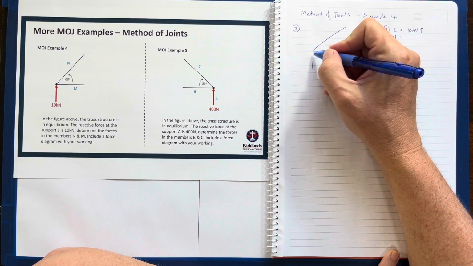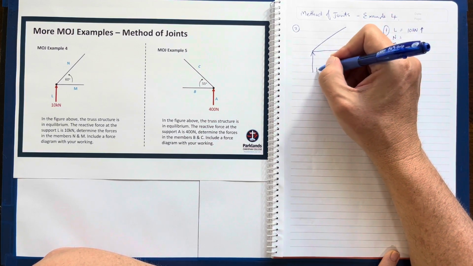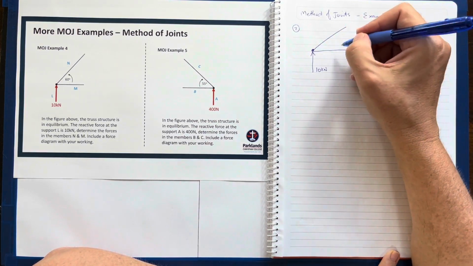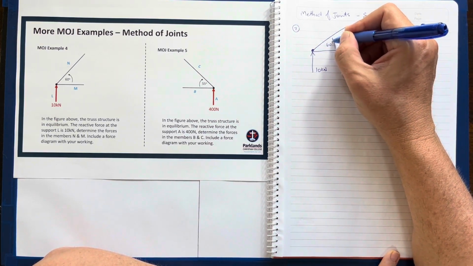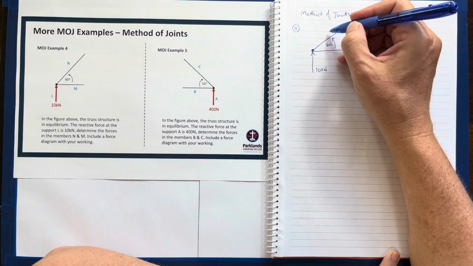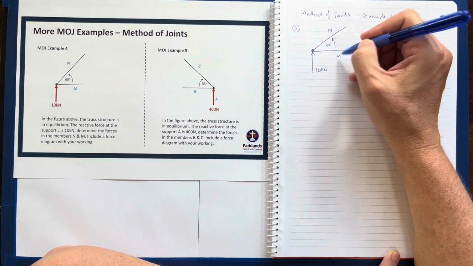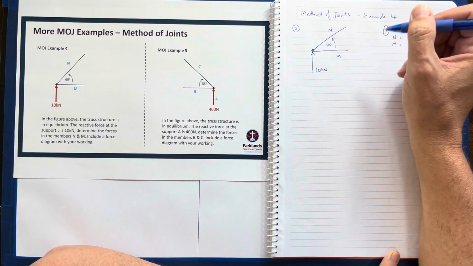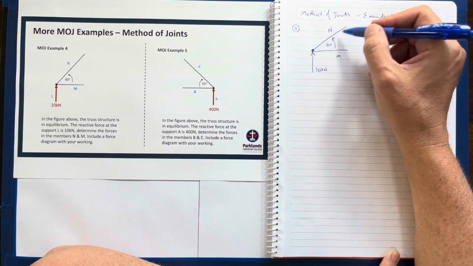What do I know about this? This particular force is 10 kilonewtons at that joint. It is a 60-degree angle. What does that tell me? Between N and M there's 60 degrees. M looks like it's horizontal, so that's perfectly horizontal. That's 60 degrees.